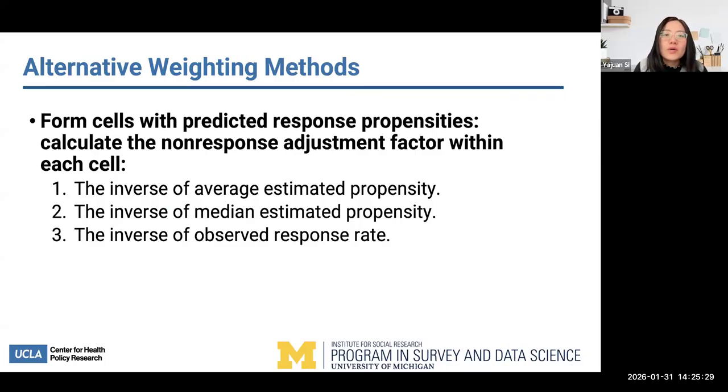After we get the predicted response propensities, we can construct weighting cells or classes. So I mentioned the observed response rate, we take their inverse as the net response adjustment factor. Alternatively, we can also look at other summaries, say the average of the estimated propensities in that weighting cell, or their median values. Then we take their inverse as the adjustment factor.